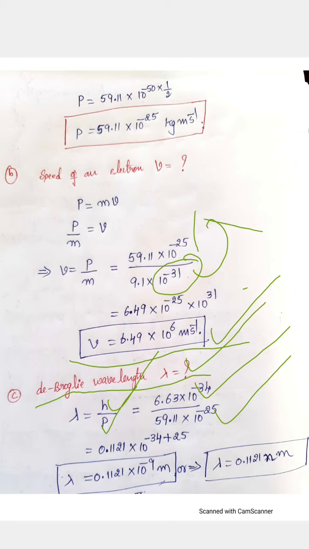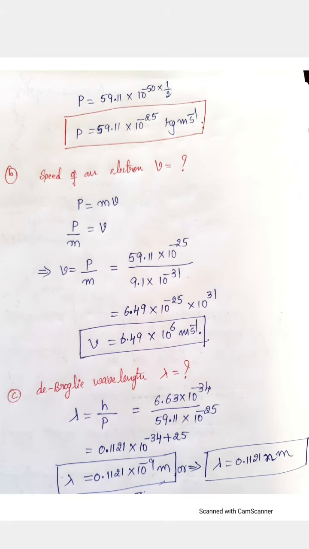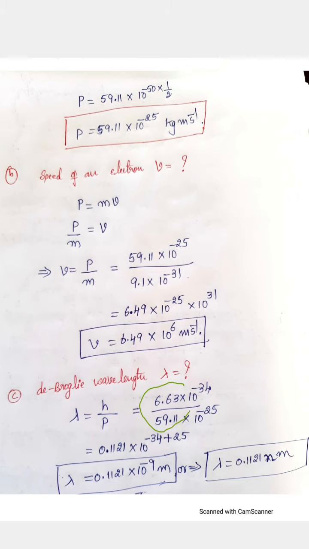The p value is 59.11 into 10 to the power minus 25. Already we have calculated that in part A. Now substitute those two values. Now simplify the numerator and denominator terms, that is 6.63 divided by 59.11, and we got 0.1121. In the numerator, 10 to the power minus 34 is there. In the denominator, whatever power term is there, take that one to the numerator. It will be 10 to the power plus 25.